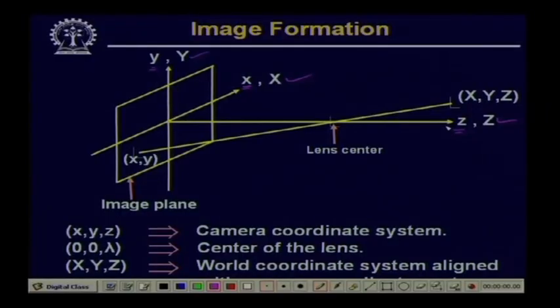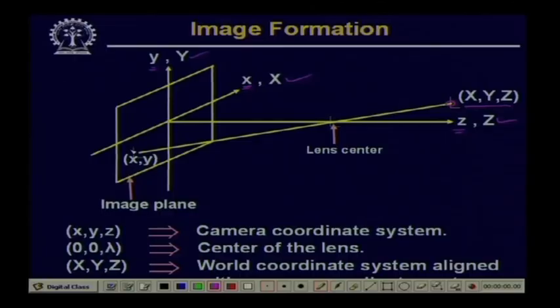Now, if I have a point X, Y, Z in 3D, and I assume that the center of the lens is at location 0, 0, lambda. Obviously, lambda, which is the z coordinate of the lens center, is also nothing but the focal length of the camera. This particular 3D point X, Y, Z, we assume that it is mapped to the camera coordinate given by lowercase x and lowercase y.